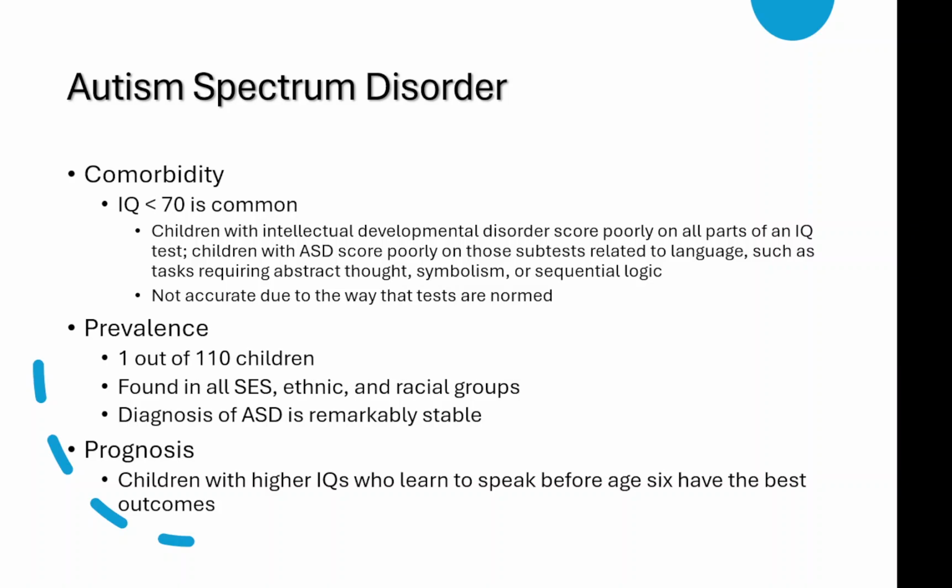In terms of prognosis, children with higher IQs who develop speech before the age of 6 tend to have better outcomes. This is in contrast to nonverbal children who often face greater challenges in interacting with the world and gaining independence as they get older.